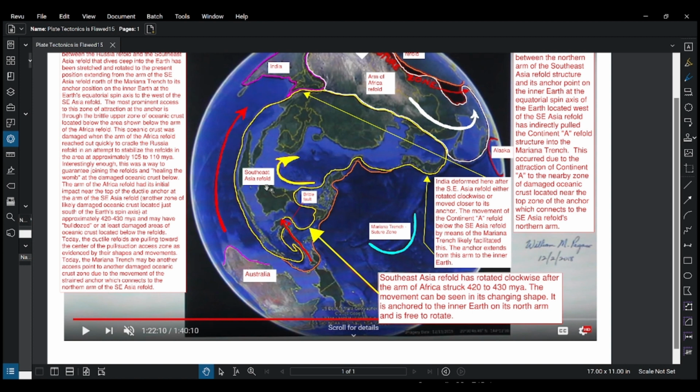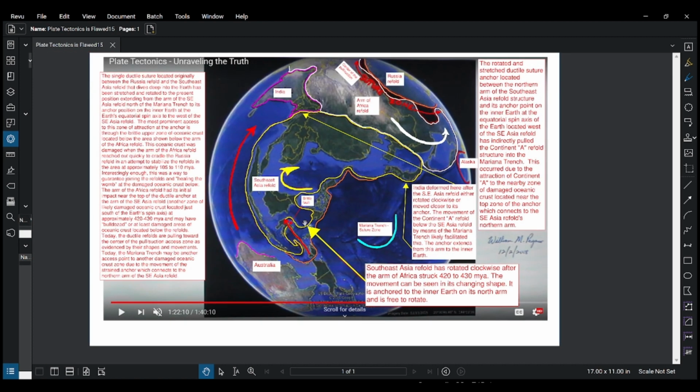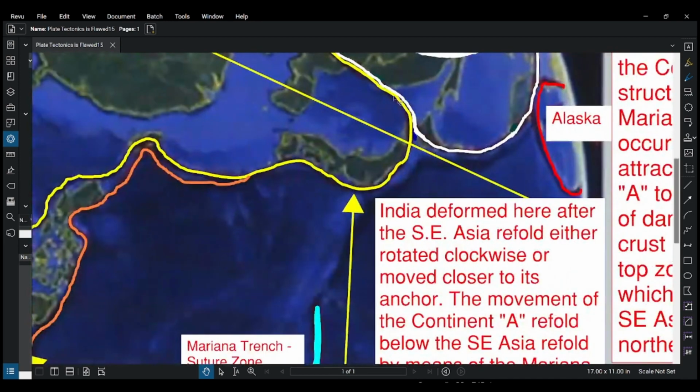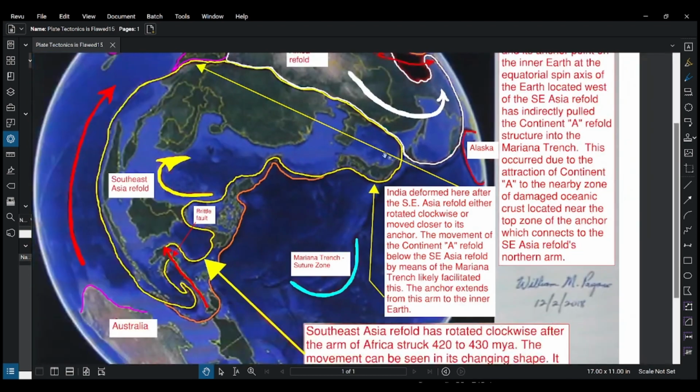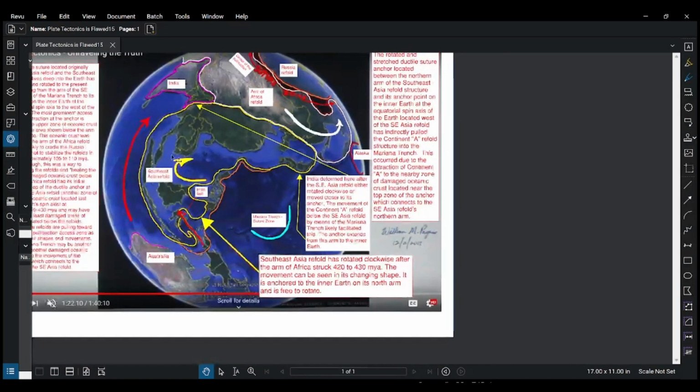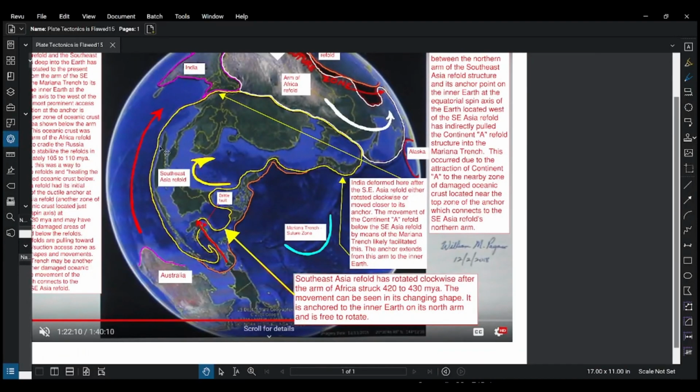And I guess that's a good thing, like I said, because when it was moving clockwise, you had all that movement, all those geologic events. All right. So I guess I got everything. One thing I should say is you can see the Southeast Asia refold is rounded here. And the reason for that is that it's dunking down and going towards where it anchors down at the suture at the equatorial spin axis, which is over here. See the cursor? So that arm dunks down in this direction as such, and anchors down over here.